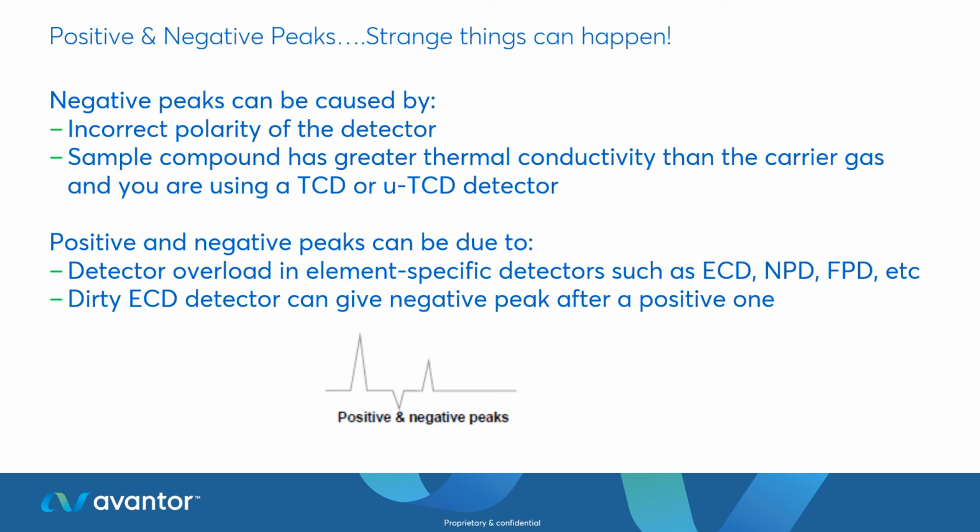If we have negative peaks, these can be caused by a variety of things, typically associated with the incorrect polarity of the detector, and this can be associated with a thermal conductivity detector, or TCD, or the micro TCD. They can also be associated with detector overload. That can occur with certain detectors. I've listed some here: ECD, NPD, FPD, etc. A dirty ECD detector can also give negative peaks after a large positive peak.